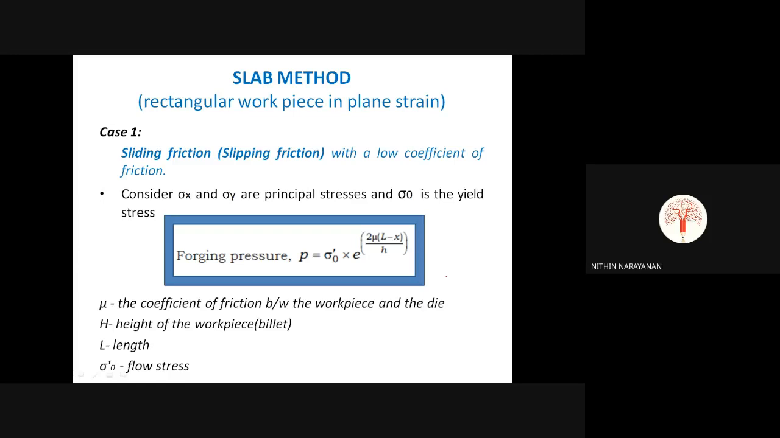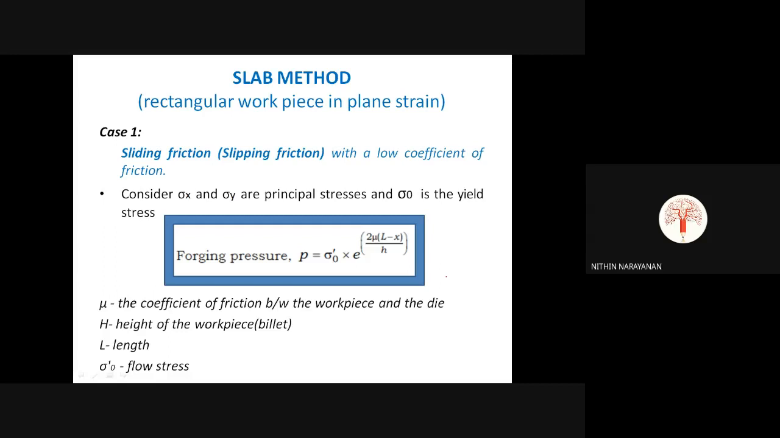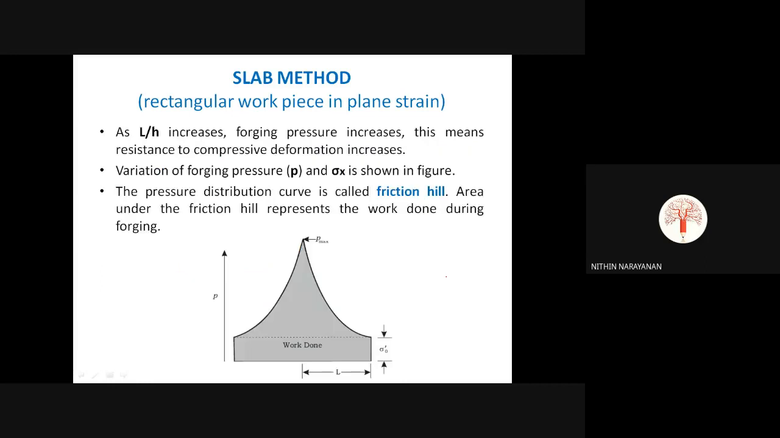This is the final equation, and you can learn it by heart. This equation is the forging pressure for sliding or slipping friction. You can see from the equation that there is an L in the numerator and an h in the denominator. As this L by h value increases, the e raised to value increases, so the forging pressure increases. This means the resistance to compressive deformation increases.